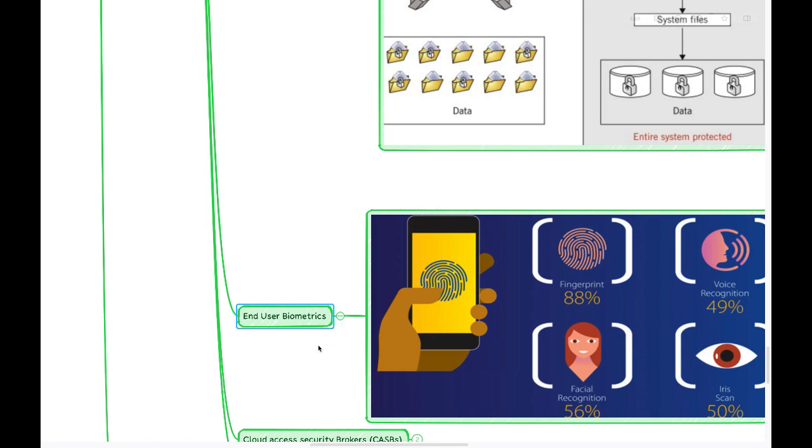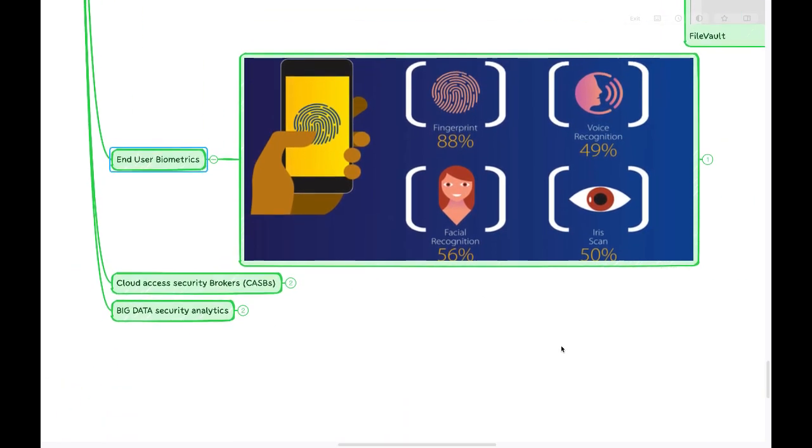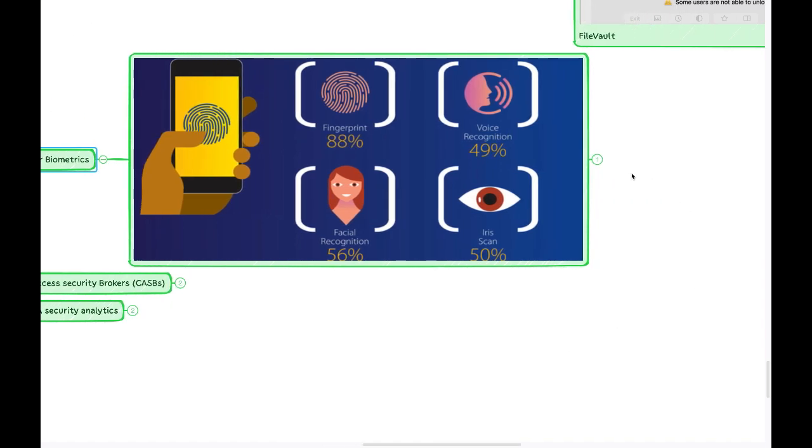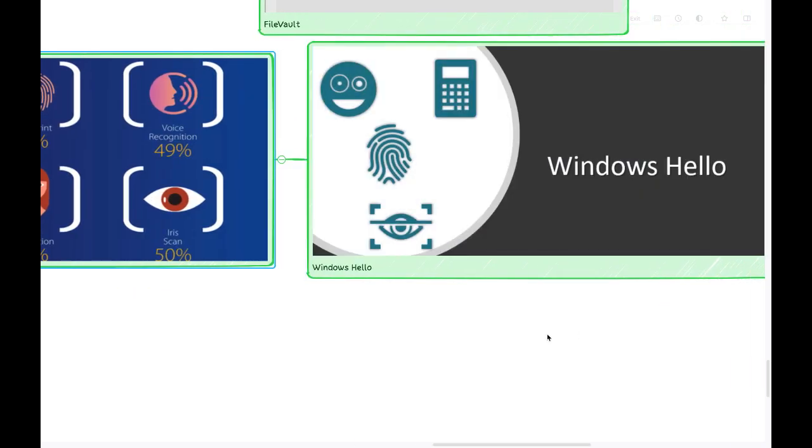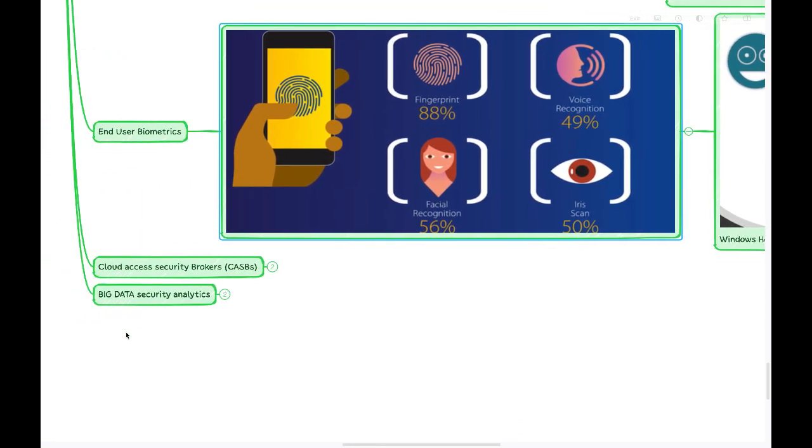End-user biometrics utilize unique biological traits, such as fingerprints, facial recognition, or iris scans, to authenticate and authorize users, offering a more secure and user-friendly authentication method. Example tool: Windows Hello is a biometric authentication feature integrated into Windows operating systems. It supports facial recognition and fingerprint scanning to allow users to log into their devices securely without the need for passwords.